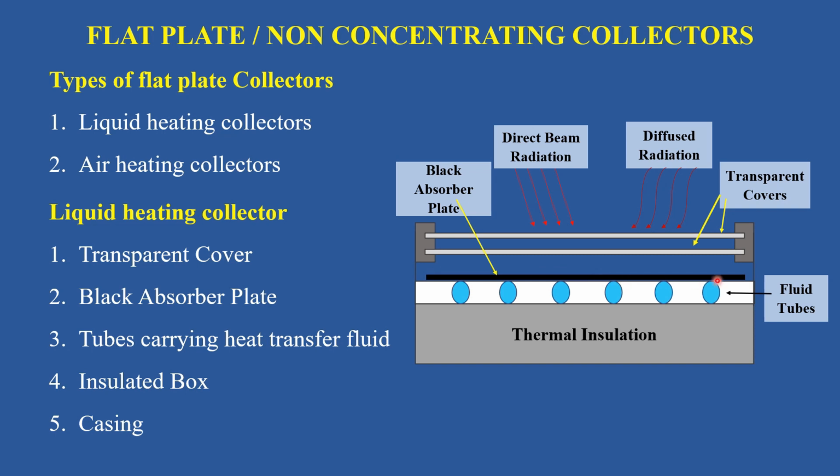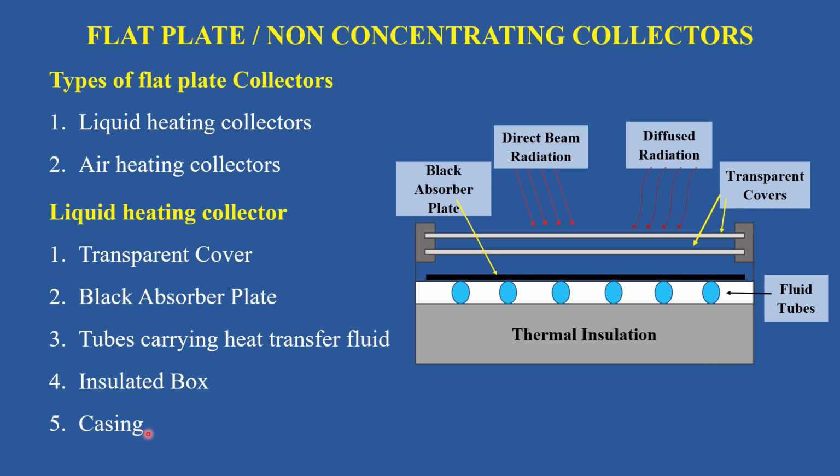And below the absorber plate, there will be the tubes carrying the heat transfer fluids. These tubes are in contact with the absorber plate, and they are also made of copper, aluminum or steel. And all these tubes are connected to a header pipe at the top and also at the bottom. The next part is the insulated box. All the above three components are enclosed in this insulated box. Here, fiberglass or styrofoam can be used as insulators.